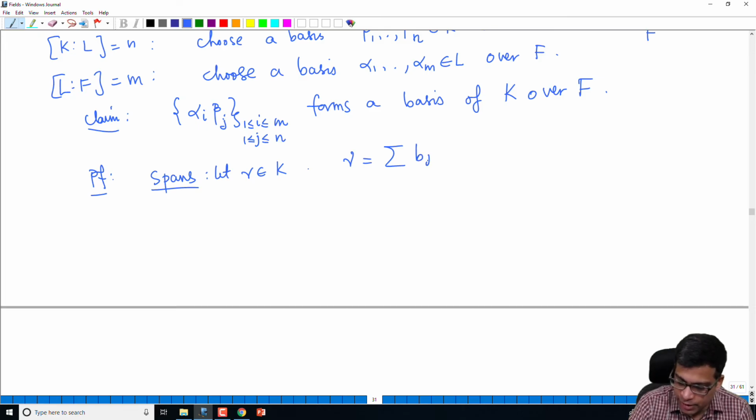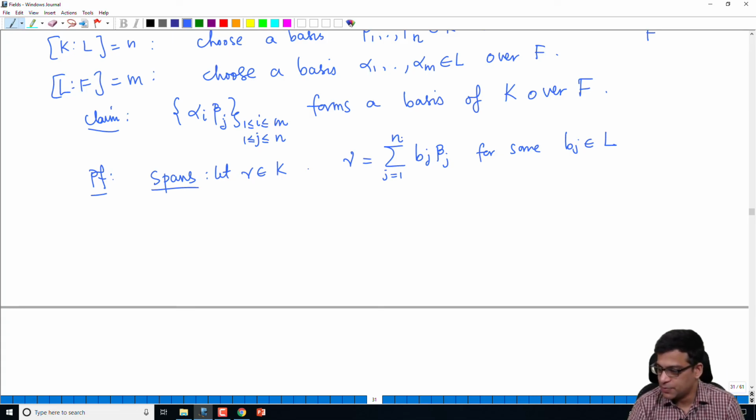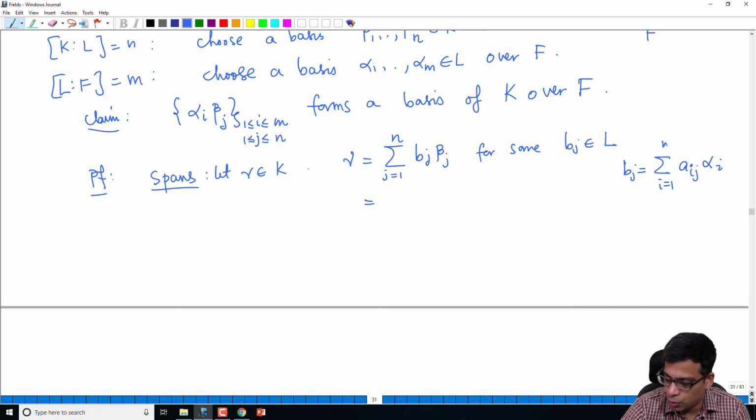So this can be written as summation bj beta j for some bj in L, j equal to 1 to n. This is because capital K has a basis beta j's over capital L. So small bj's are in L. But because bj's are in L, bj's can be written as summation aij alpha i, i equal to 1 to m, and aij in F.